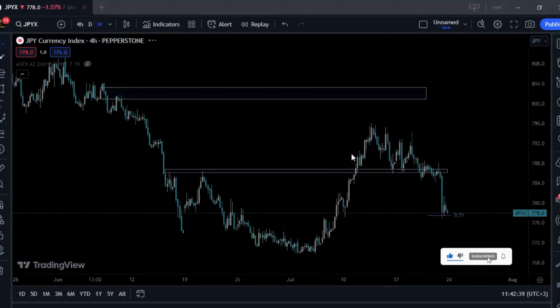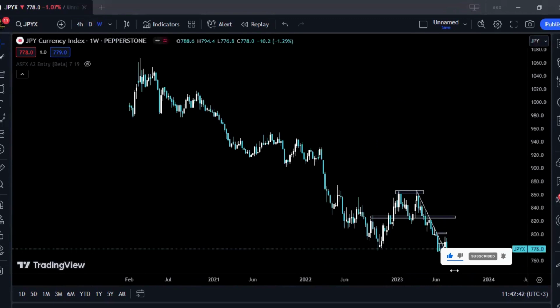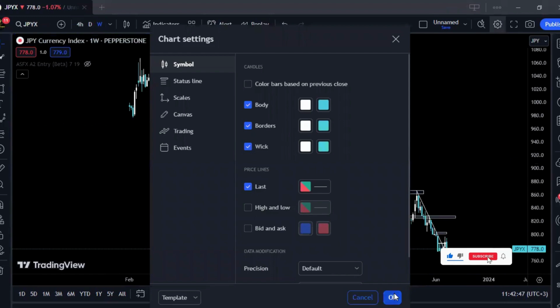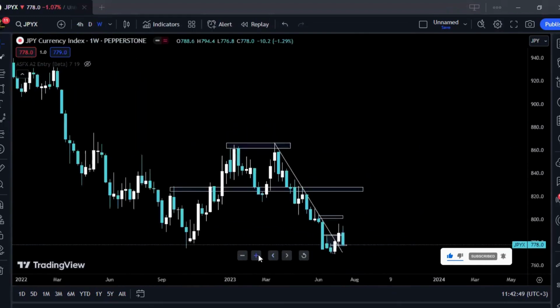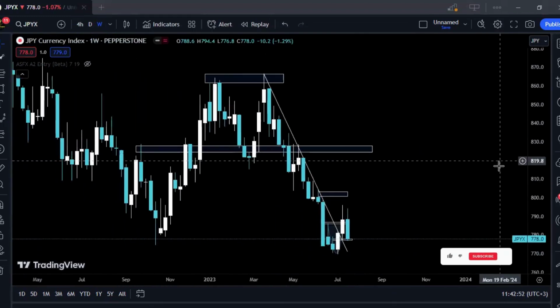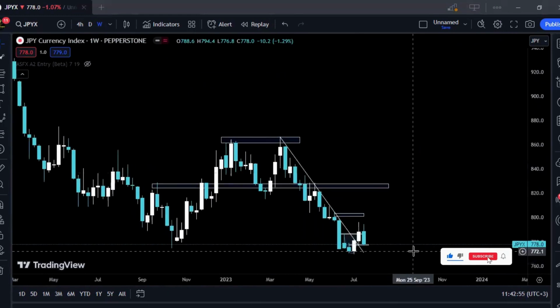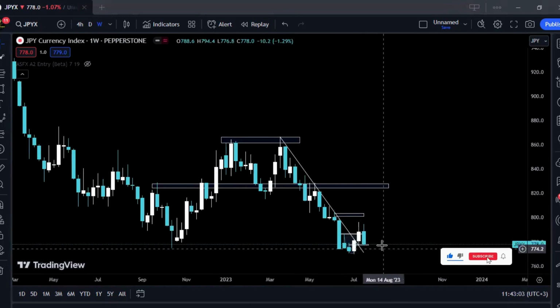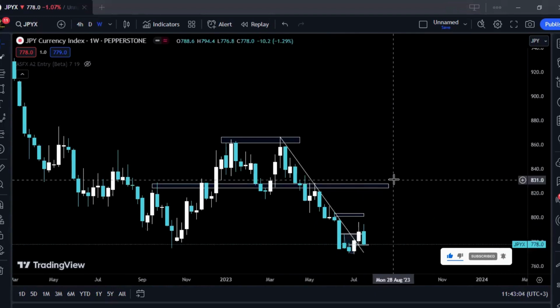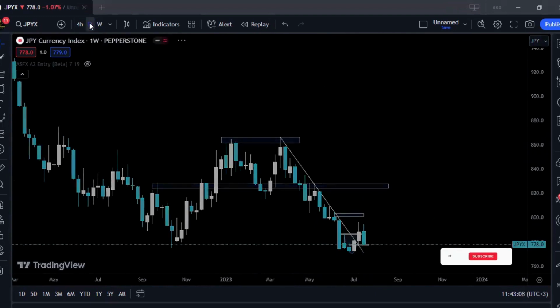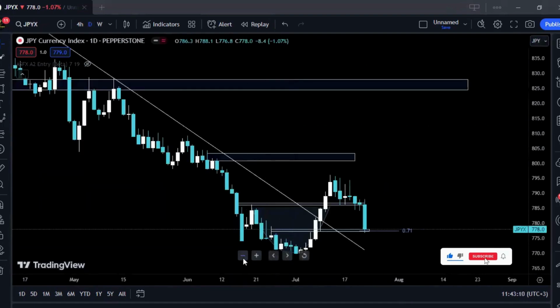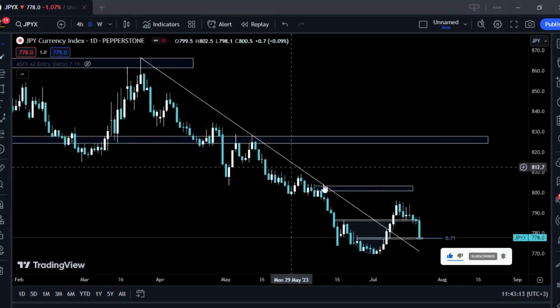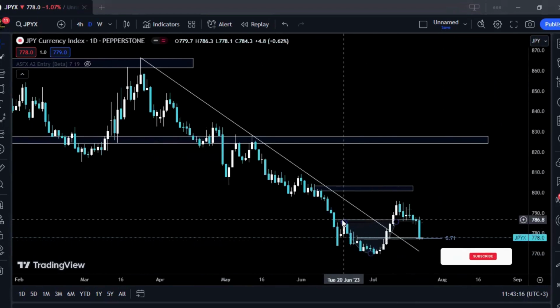JPYX, if we look at it from a weekly perspective, we can obviously see that prices, so let's zoom in. We can see that prices have reached the all-time low. It's on an all-time low for the JPYX. From down here, I'm anticipating to see prices push higher because it has broken above this descending trend line. You see here it has broken above this descending trend line, and this was the most recent high.